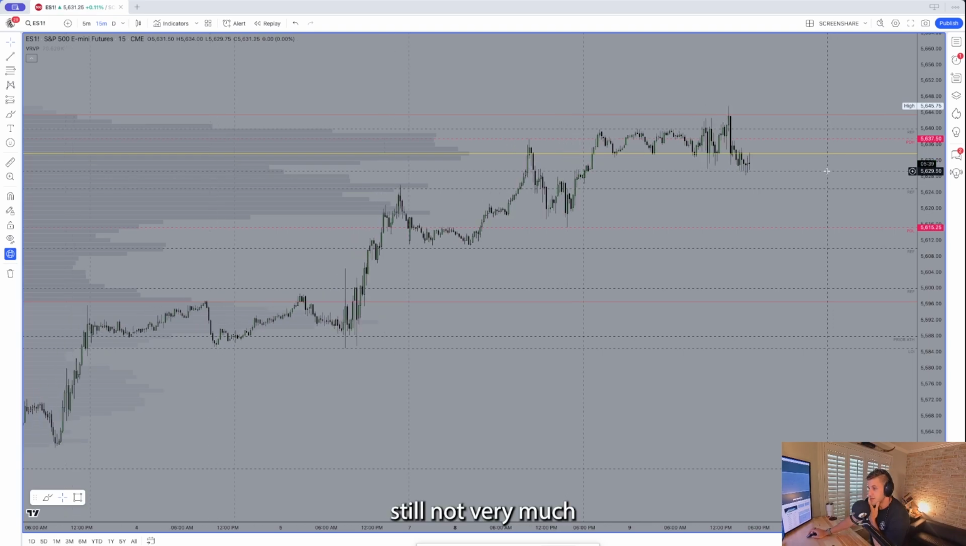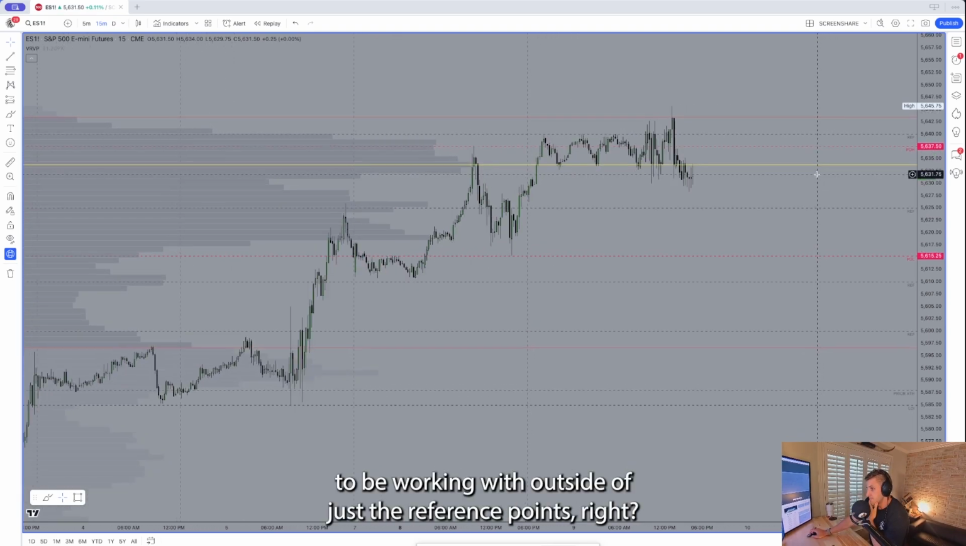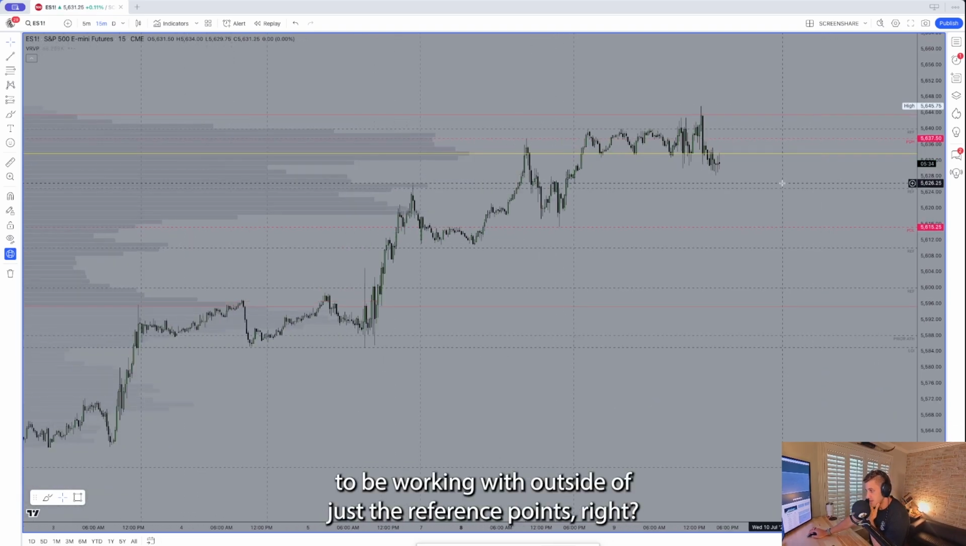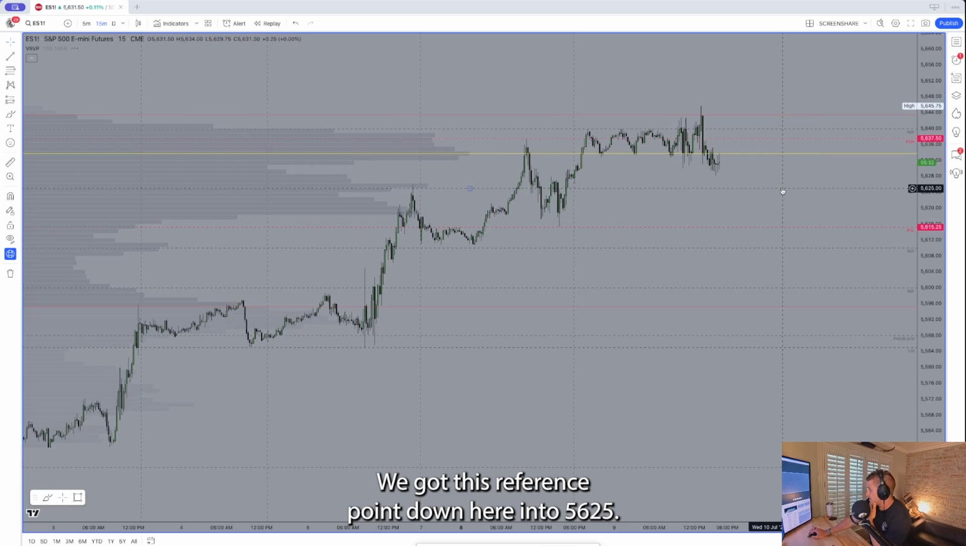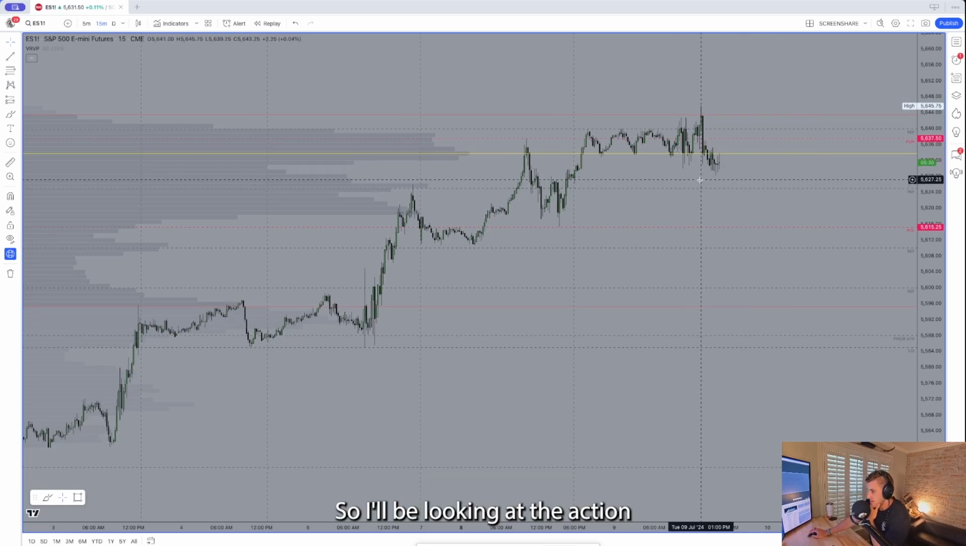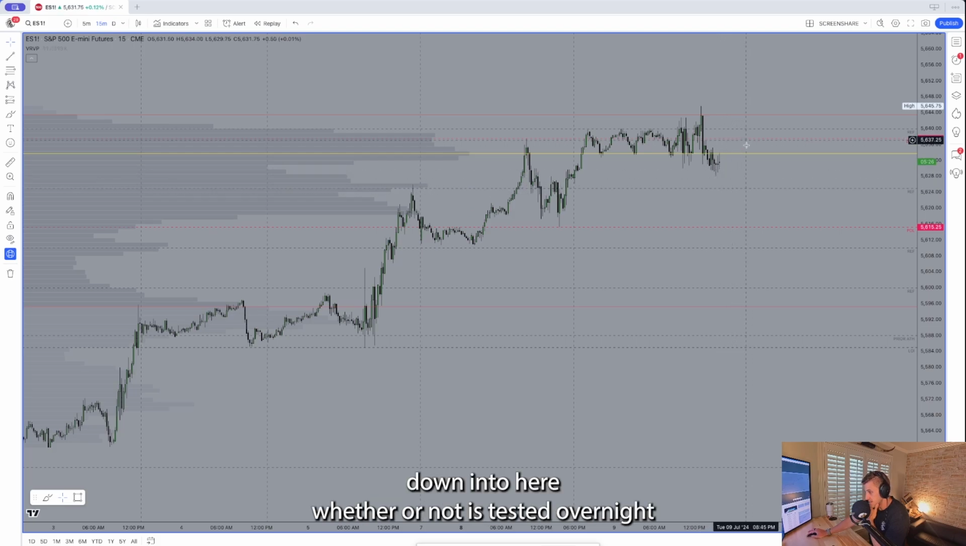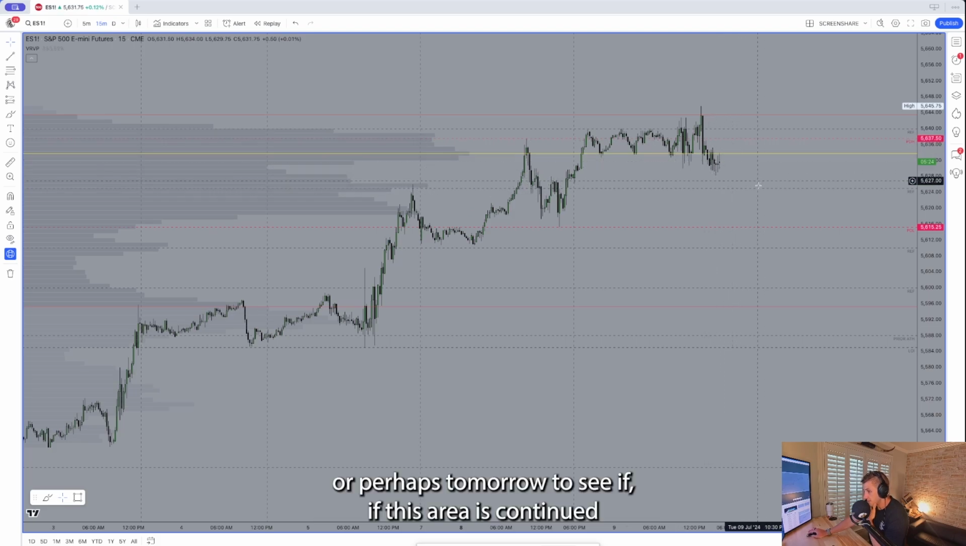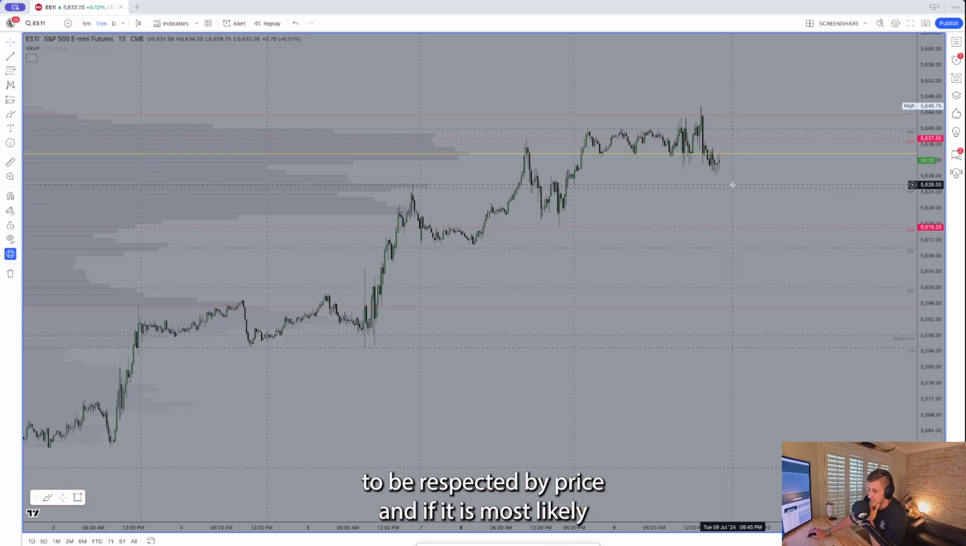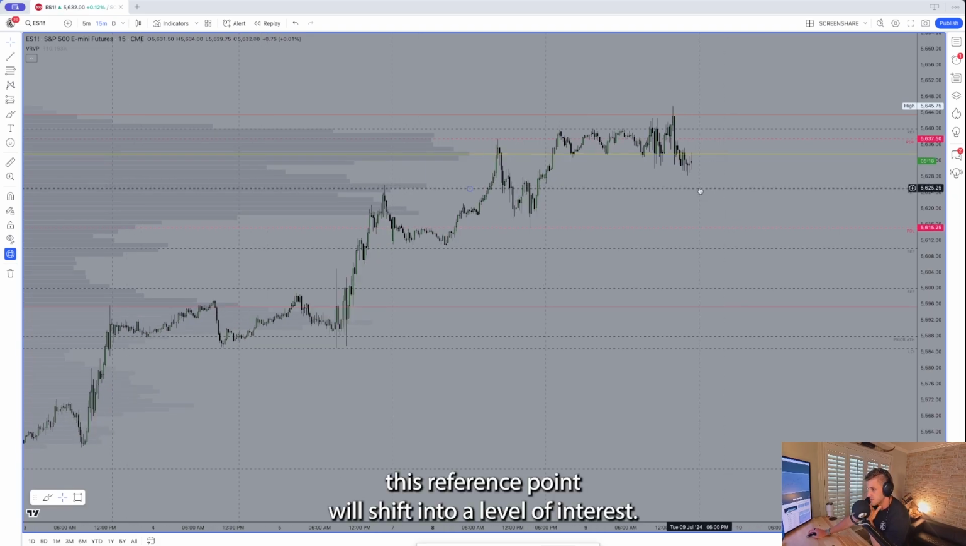still not very much to be working with outside of just the reference points, right? We got this reference point down here into 56.25. So I'll be looking at the action down into here, whether or not it is tested overnight or perhaps tomorrow, to see if this area continues to be respected by price. And if it is, most likely this reference point will shift into a level of interest.